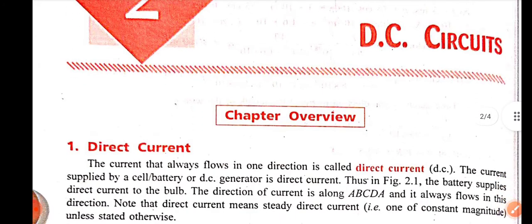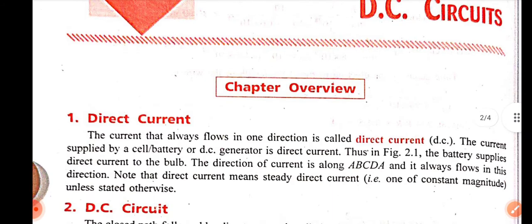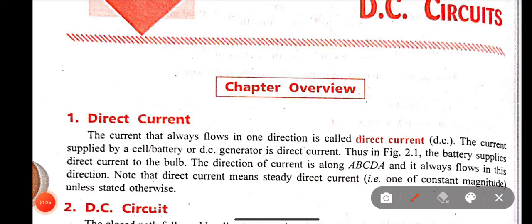The chapter name is DC circuit, so you know very well that in this chapter we only have to cover DC. DC means direct current. What direct current is, is given in the first point, so now we just have to read it. The definition given is: a direct current is that current which always flows in one direction.